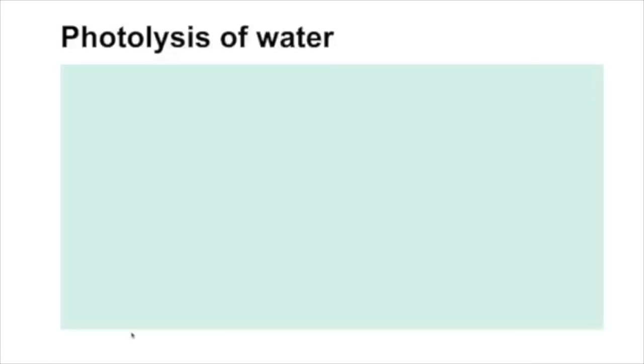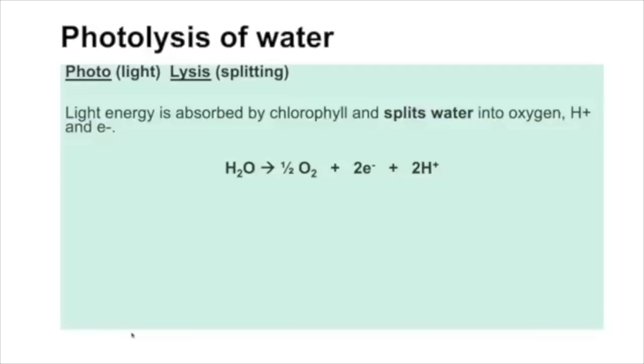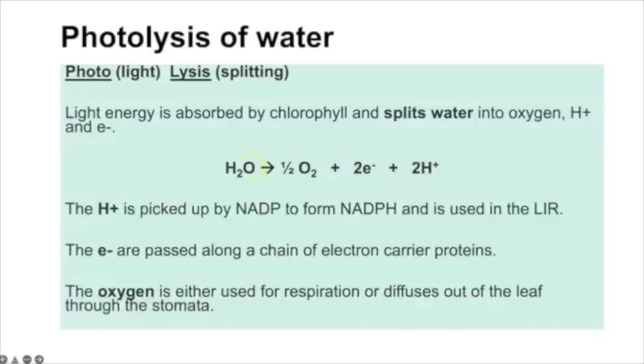So starting with photolysis, photo refers to light, lysis means splitting. So photolysis of water means light energy is absorbed and then that splits the water. And it splits it into oxygen, electrons and protons, which are hydrogen ions. What then happens is the protons are picked up by NADP to form reduced NADP or NADPH, and that is then used in the light-independent reaction.